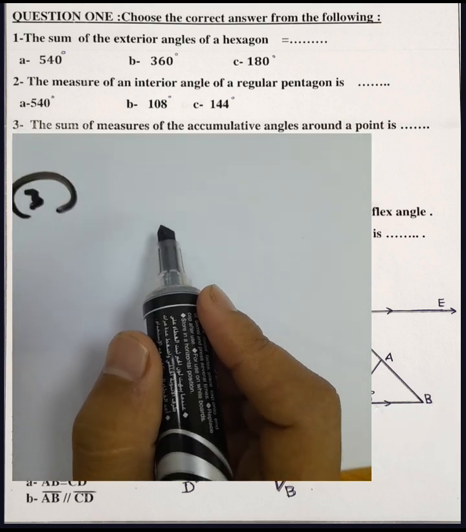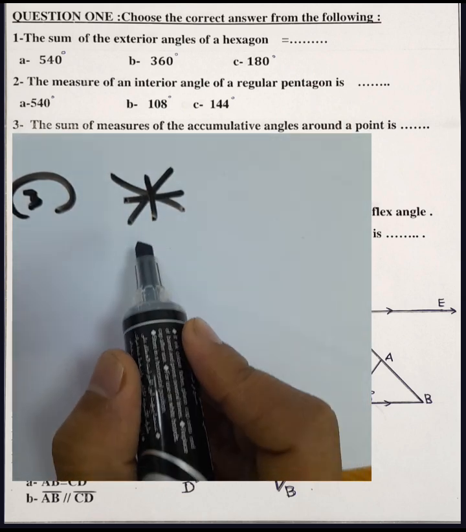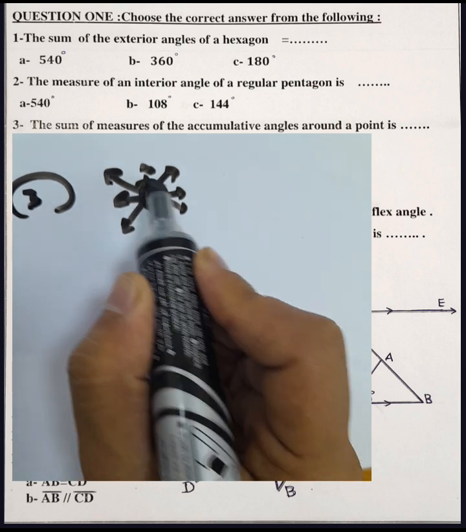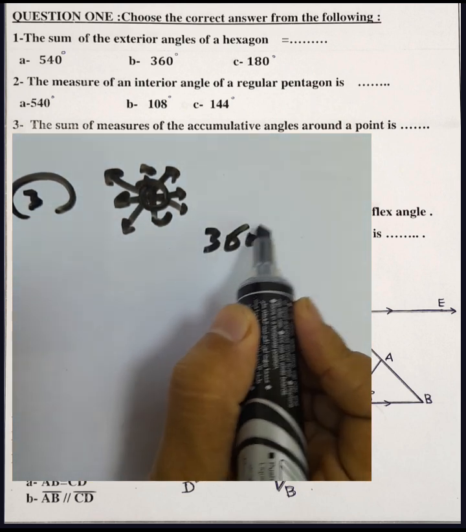Next example, question number 3: the sum of the measures of angles around a point will be 360. We have a lot of angles connected about this point, then the sum of them will be 360 degrees.